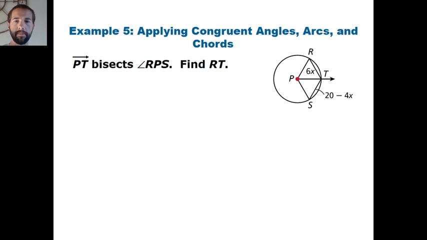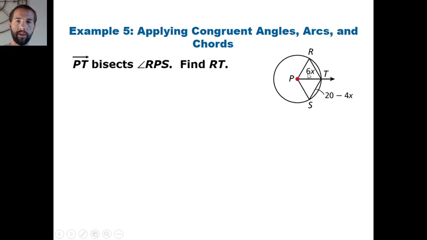All right, in this next example, it brings back this word bisects. So ray PT bisects angle RPS. So RPS is this big central angle. It's bisecting, which makes two congruent angles. So angle RPT and angle TPS are congruent to each other.